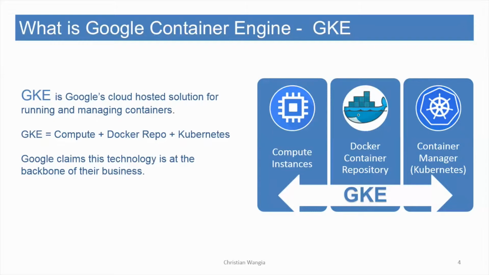Google Container Engine, abbreviated GKE, is Google's offering for running Docker containers. It's really a combination of three services: Google Compute, which also exists as a standalone service similar to the AWS instances which we've used. The second component is a private Docker repository so you can store Docker images. And the third is container management, which is really the secret sauce of the service here.